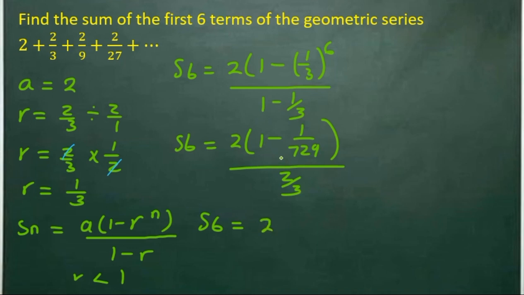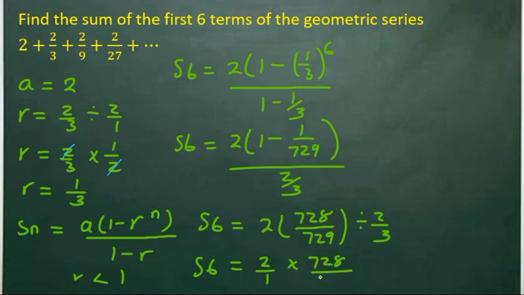Let's work out what is inside the bracket. 729 minus 1 will give us 728. So we are going to have 728 divided by 729, and this is also divided by 2 over 3. Okay, if you go ahead to break this down, we are going to have 2 over 1 times 728 divided by 729 times 3 over 2.